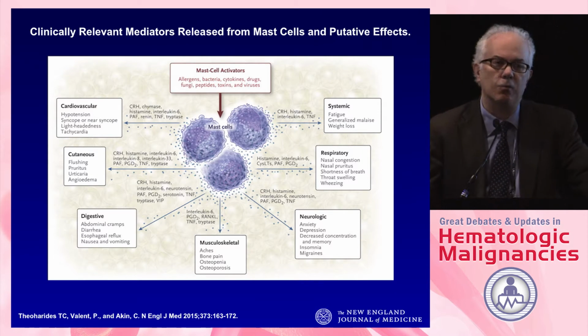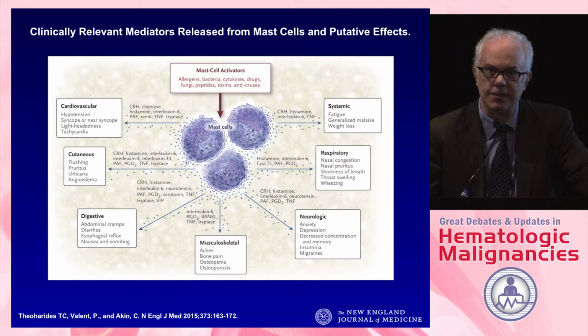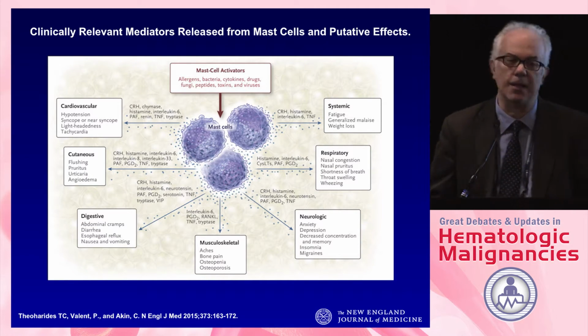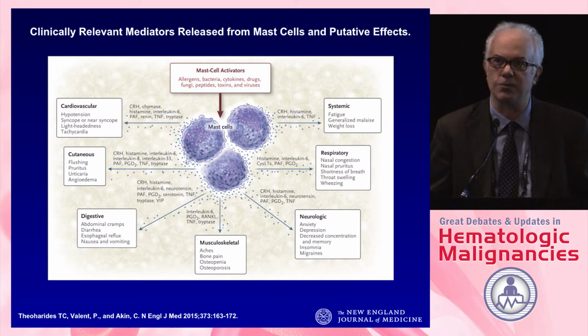So why do allergists and immunologists see mastocytosis patients? It's a hematologic disorder. Because these mast cells are very active cells. They produce almost every cytokine that is known to man.